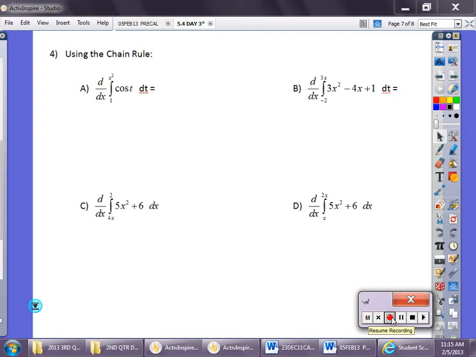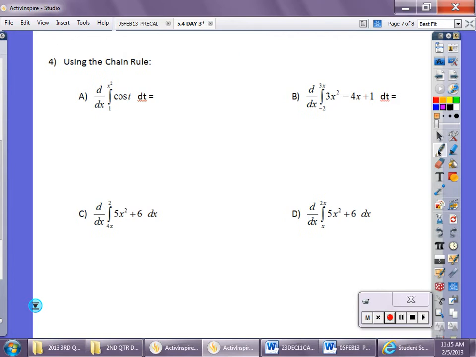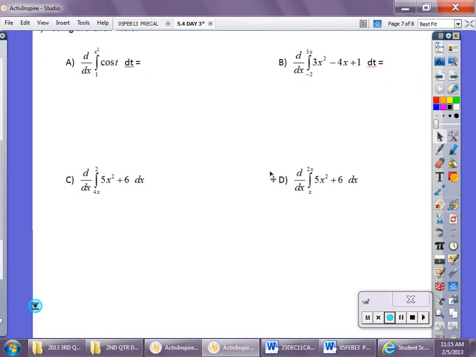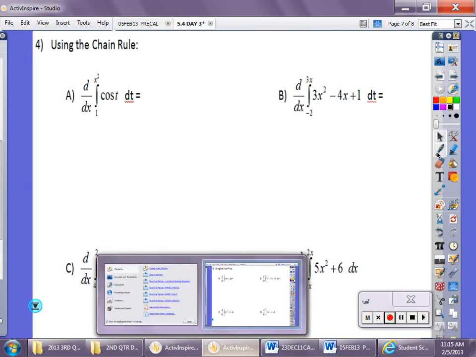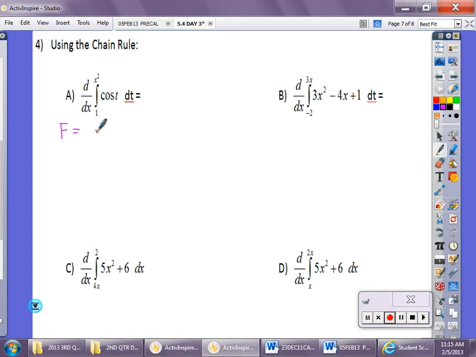Alright, so antiderivative was... We already discussed this one, I believe. Sine of t? We're good? The derivative of sine is? Therefore, no negative. You're thinking of the derivative of cosine, which is negative sine. Like I said, you're going to get confused. It happens. All right. So f of x squared would be sine of x squared.